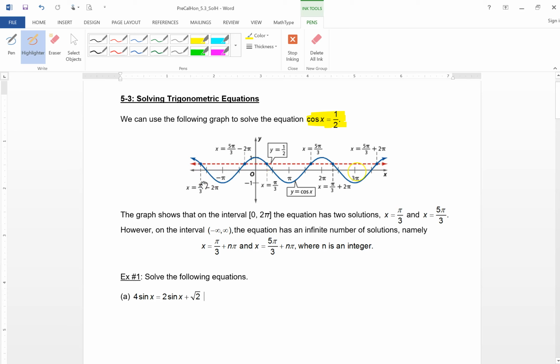Now this is the graph of the cosine. Here y equals a half, and you want to solve for all of the x values for which the y value is 1/2. So here's one point, x equals pi over 3, and x equals 5 pi over 3. They repeat every 2 pi. So you have 5 pi over 3 here, which repeats after 2 pi, and pi over 3, which repeats after 2 pi, and so on. That's the point of these periodic functions.